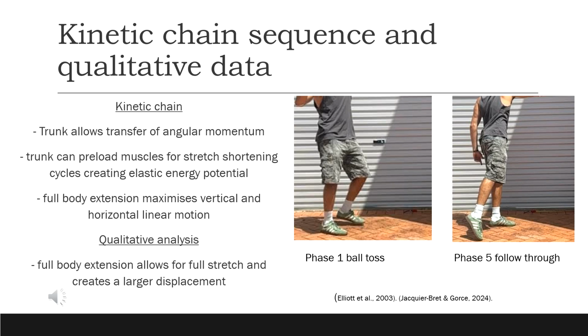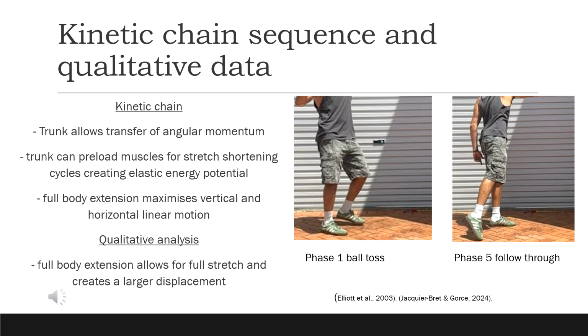The kinetic chain sequence and qualitative data. In order to achieve the goal of maximum ball velocity, the kinetic chain sequence must be efficient and effective. The trunk allows the summation and transfer of angular momentum from the torso to the upper limb. When rotating the trunk, it can preload muscles from the stretch-shortening cycle, storing elastic energy that can be used as explosive power. Trunk rotation also creates a greater mechanical advantage, allowing you to extend your arms further.